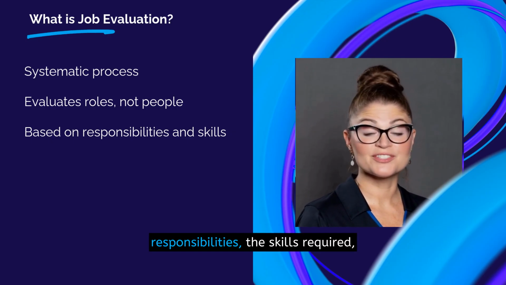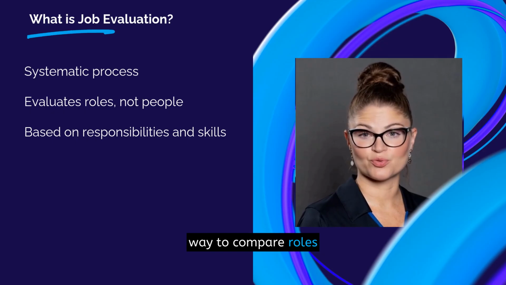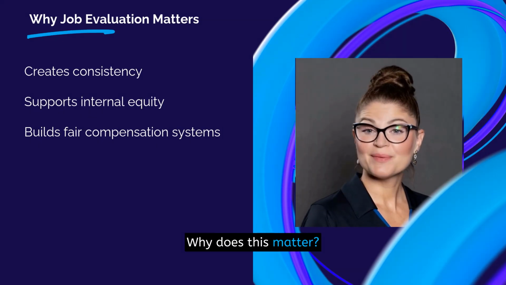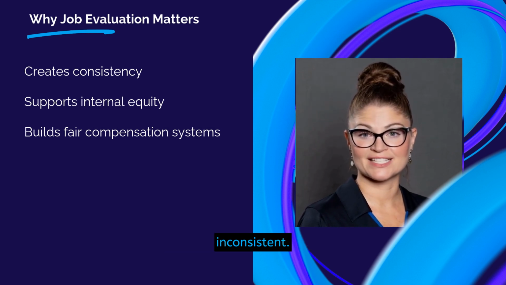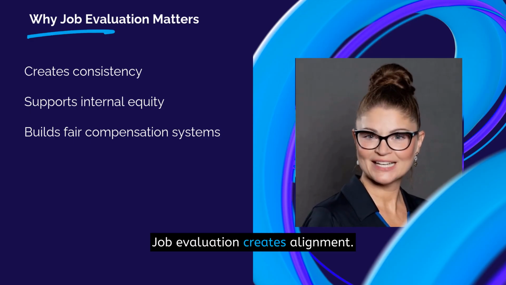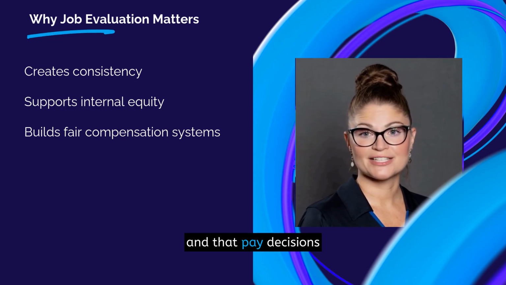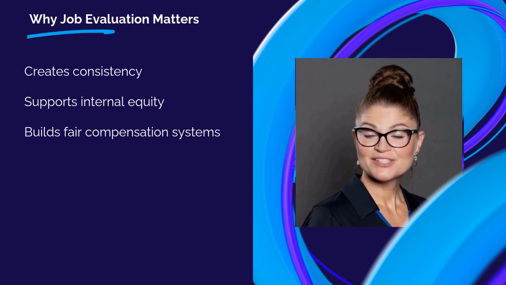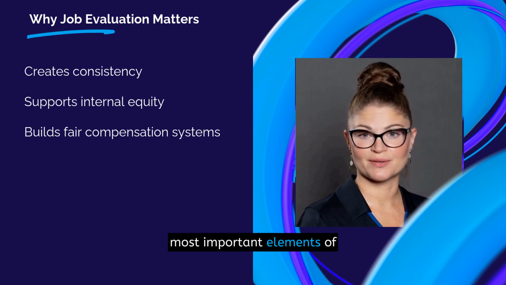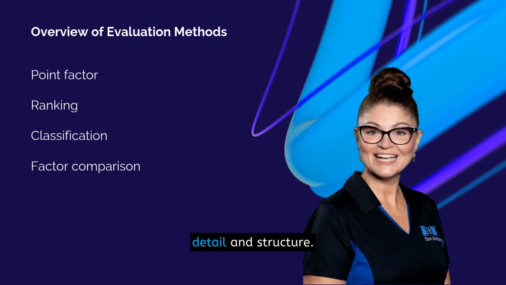It focuses on the responsibilities, the skills required, and the level of complexity, creating a consistent way to compare roles across the organization. Why does this matter? Because without structure, compensation decisions can quickly become inconsistent. Job evaluation creates alignment. It ensures that similar roles are treated similarly, and that pay decisions are grounded in clear, defensible criteria. This is what supports internal equity, one of the most important elements of a fair and effective compensation system.